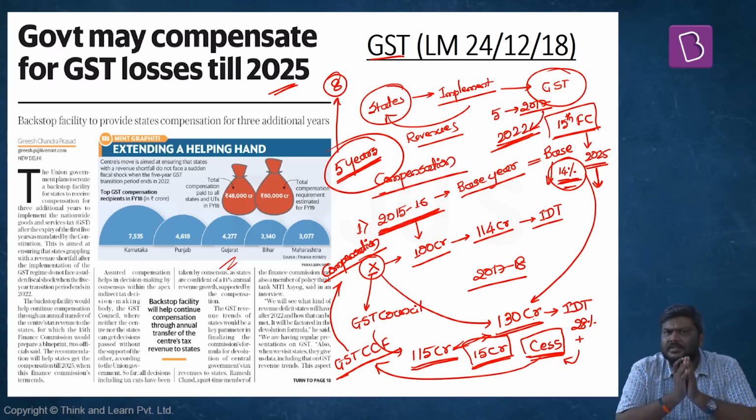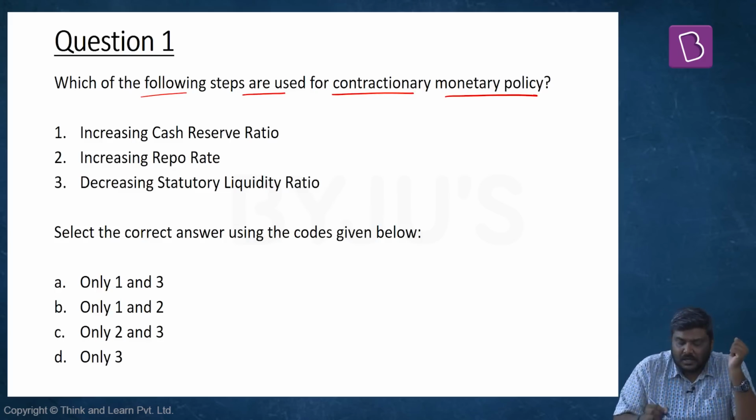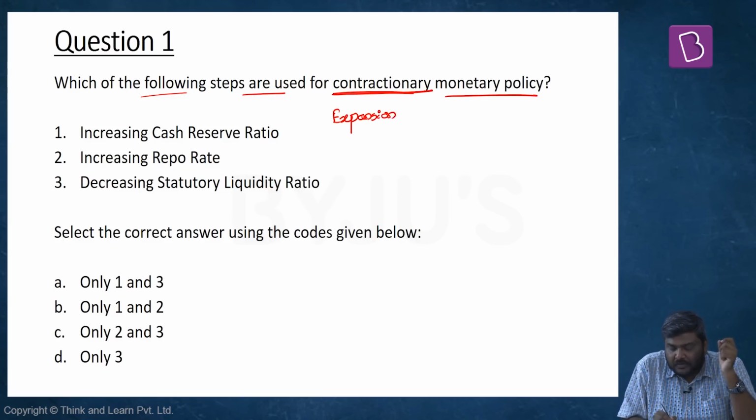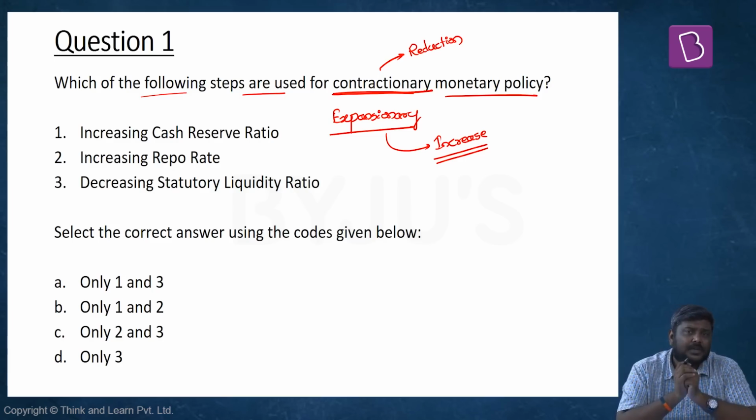Now let's have a look at some of the questions. Question number 1. Which of the following steps are used for contractionary monetary policy? Now please understand, either the UPSC will use the term contractionary monetary policy or expansionary monetary policy. Whenever they use the term contractionary monetary policy, it basically means a reduction of money supply, whereas expansionary monetary policy basically means an increase in the money supply. Now various tools are available for the Monetary Policy Committee under the monetary policy, such as repo rate, SLR, CRR, OMO, and so on and so forth.